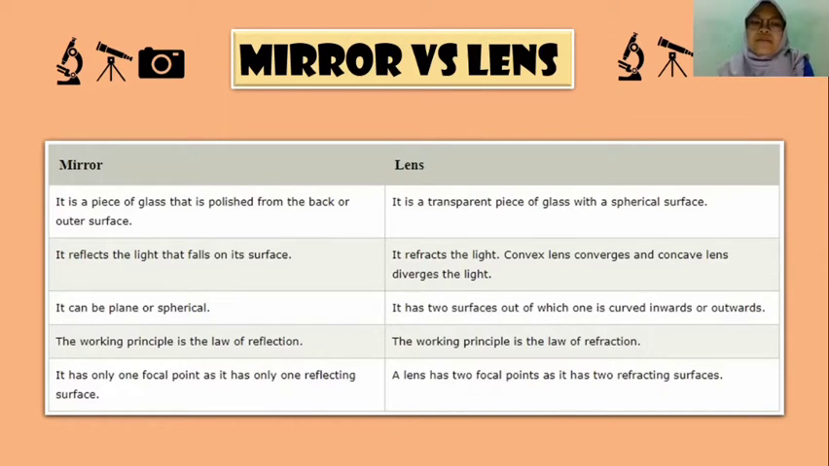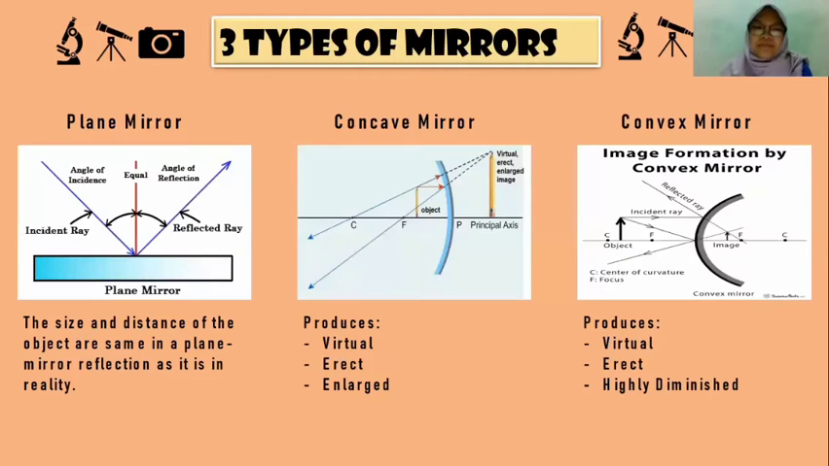The working principle is the law of reflection in the mirror, while in the lens, the working principle is the law of refraction. In the mirror, it has only one focal point as it has only one reflecting surface, but in the lens, a lens has two focal points as it has two surfaces.